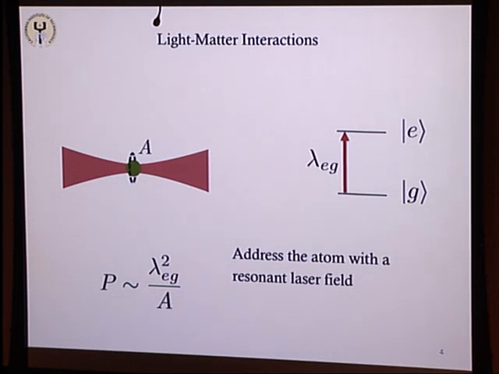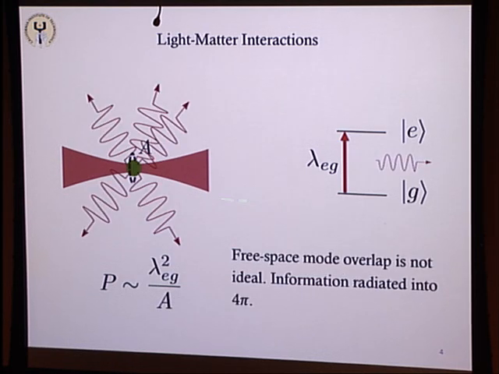And it turns out you can actually get decent interaction with the atom here, but the strength is not sufficient to do the kinds of operations that we'd like to do in any kind of quantum memory or quantum information context. A couple of the problems really are that the free space mode overlap is not ideal, and a lot of this information ends up being radiated away outside.